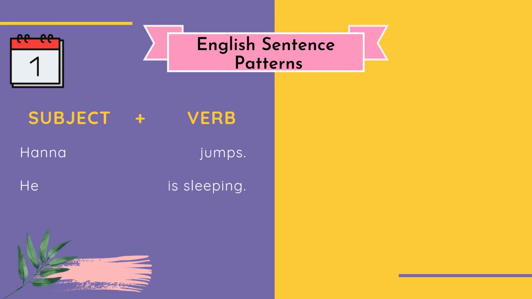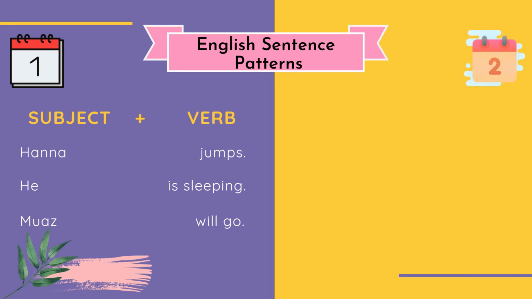Next one, he is sleeping. So he is the subject, is sleeping is the verb. Next one, Muaz will go. So Muaz is the subject and will go is the verb.